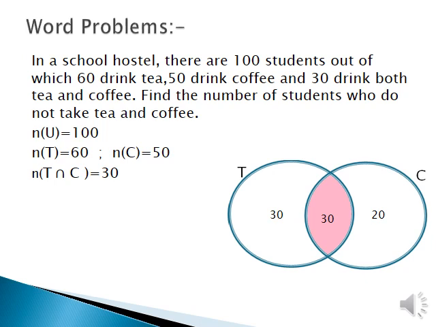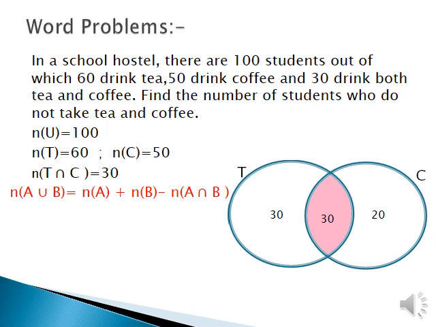Now from this we can see the students who drink only tea are 30, and the students who drink only coffee are 20. So the total number of students who drink tea, coffee as well as both is 30 plus 30 plus 20, that is 60 plus 20, 80. So total students, that is union of T and C, are 80.